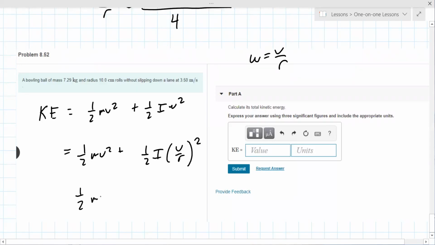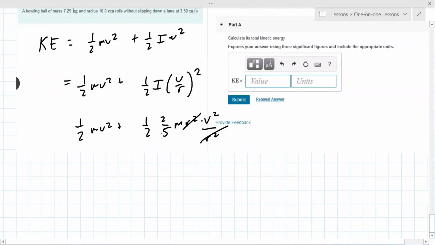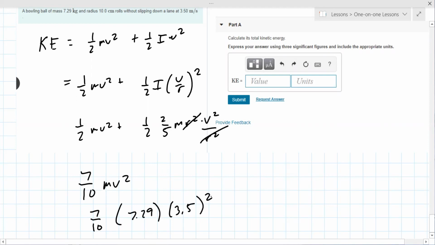So that becomes 1/2 mv squared plus 1/2 I. I is 2/5 mr squared for a ball. So it's 1/2 times 2/5 mr squared times v squared over r squared. So the r squared just cancel. And you get 1/5 plus 1/2. So it ends up being 7/10 mv squared. That's 7/10. Your mass is 7.29 and your velocity is 3.5 squared.